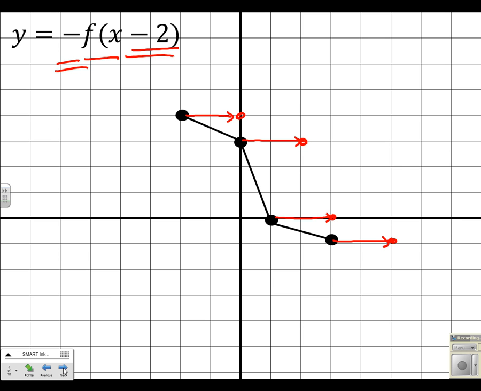Let me color code this. Now we're going to turn that into a height. We've got our heights up there in red, but now I want the opposite height. So the opposite height from this point: the opposite of up 4, down 4; the opposite of up 3, down 3; the opposite of up 0, down 0; and the opposite of down 1, up 1.